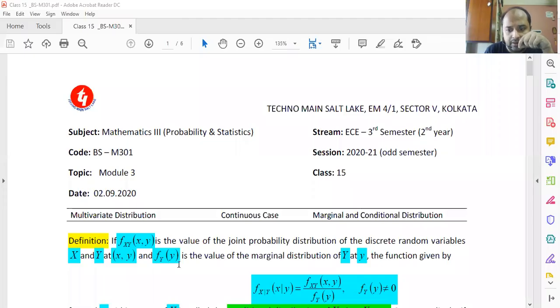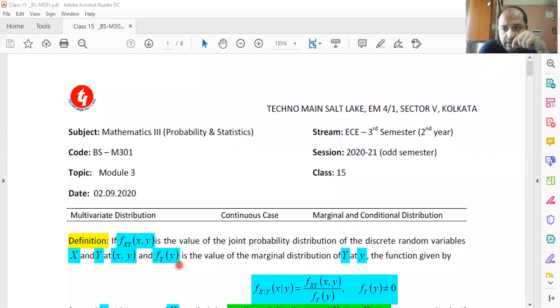Today's topic is about marginal and conditional distribution. Marginal and conditional distribution, or marginal and conditional density, are interconnected to one another. In today's class, I shall first discuss what is conditional distribution or conditional density, and after that I'm going to discuss what is marginal distribution or marginal density.